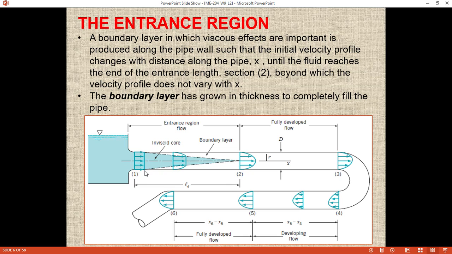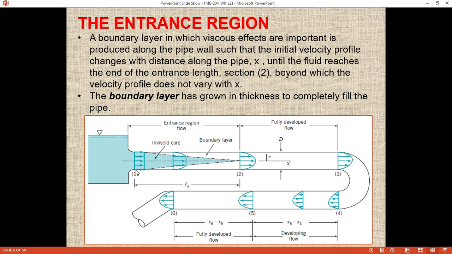Here the viscous effect is maximum at this point because the velocity is 0, okay. For no slip condition, I explained to you before, the viscous effect is maximum at this point and the velocity is 0, okay. So as the fluid moves forward in the pipe, the viscous effect started decreasing, and because of that the velocity profile changes.